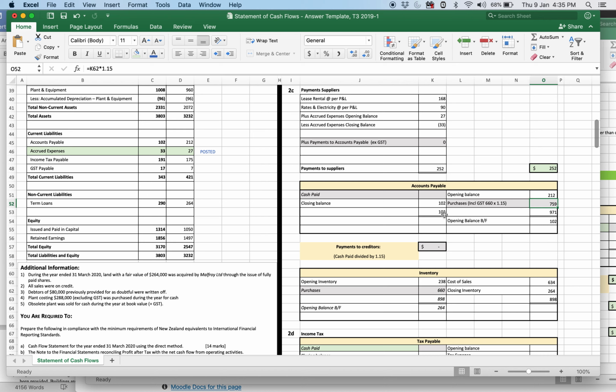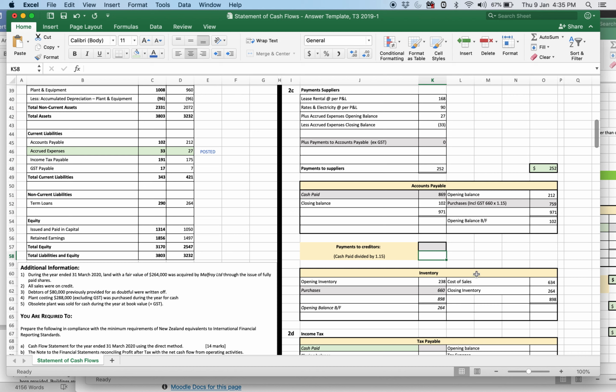Okay, so this side needs to balance this. Basically, that's what we purchased. How much did we pay? So we must have paid off, we must have paid that, and this again brings us down.